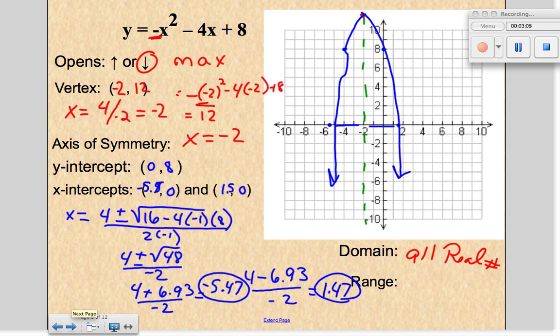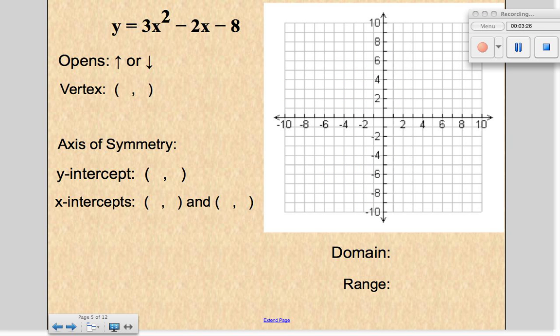Okay. My range, since it's a maximum point up here, it's going to be y is less than or equal to whatever my y value is in my vertex, which is 12. So that would be the range and the domain of this equation. Now here's a good example because it erased everything. The domain and range without a graph in front of me, it's not a word problem. So my domain is all real numbers.